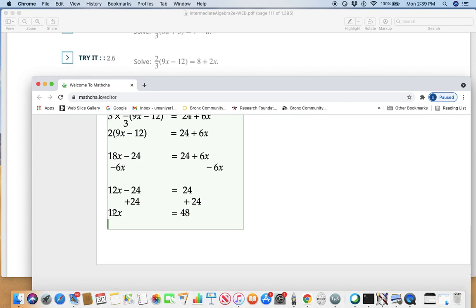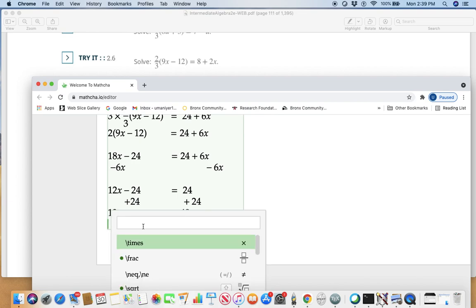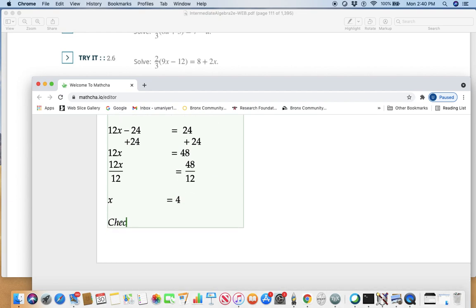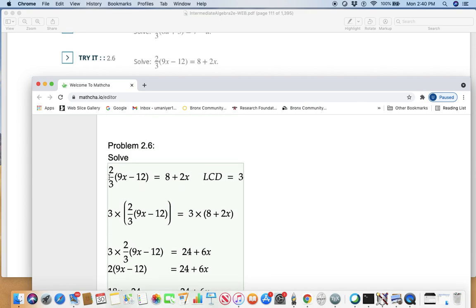Lastly, to get rid of this 12, which is multiplying x, I need to divide. Why divide? Because division is the opposite of multiplication. Whatever I do to the left-hand side, I must do to the right-hand side. So 12 reduces the 12. I'm left with x on the left. 48 over 12 is 4. At this point, don't stop. Check. You're checking x equals 4 in this equation.